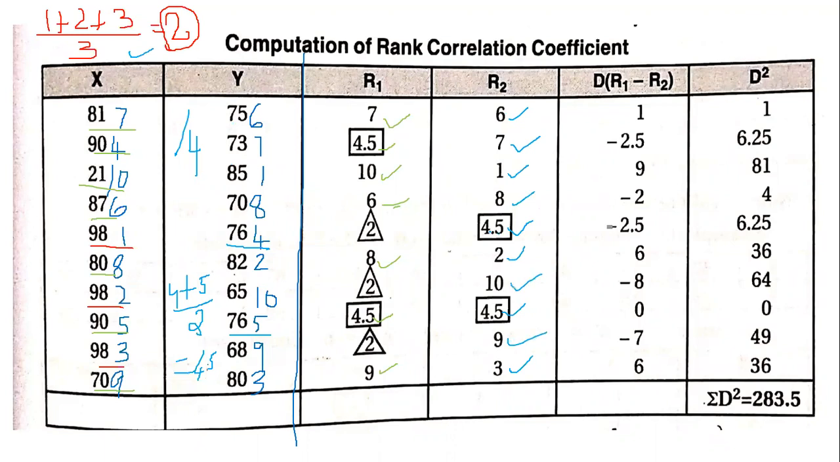Okay, so wherever there is repetition, I take an average. Wherever there is no repetition, I give the actual numbers. Okay, understood how to give the ranks? Any doubts? Any part you want me to explain once again?